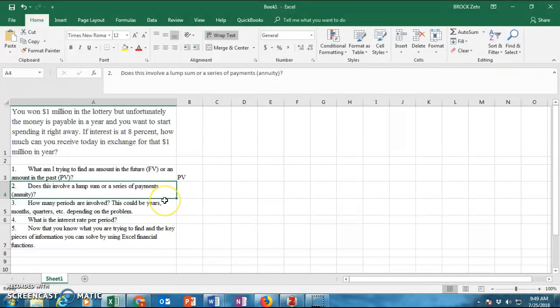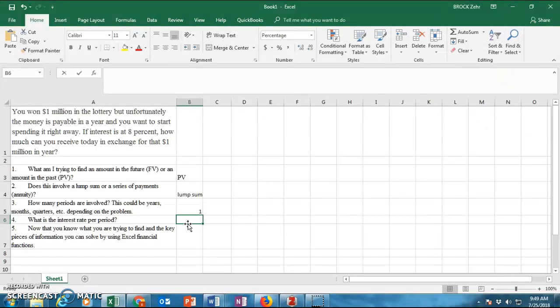Is it a lump sum or a series of payments? We're only talking about a lump sum. How many periods are involved? We're talking about $1 million we're going to receive a year from now. What is the interest rate per period? 8%, and this is an annual problem, so we can leave the rate at 8%.